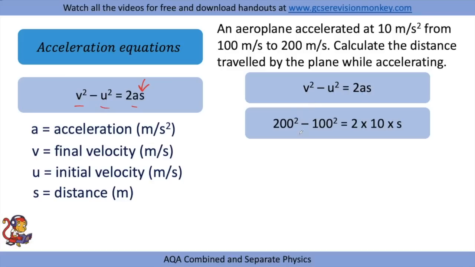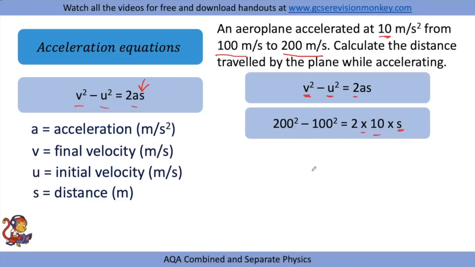So let's have a look at it then. 200 squared is our final velocity here. u is our initial velocity of 100 meters per second. So we square that, and then that is equal to 2, which is our constant in our equation, multiplied by acceleration of 10, multiplied by s.